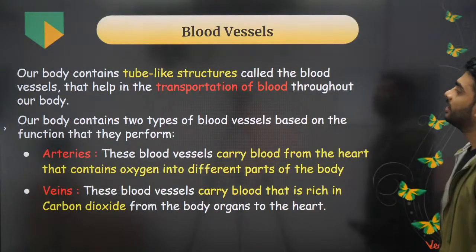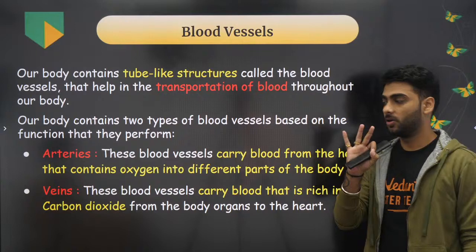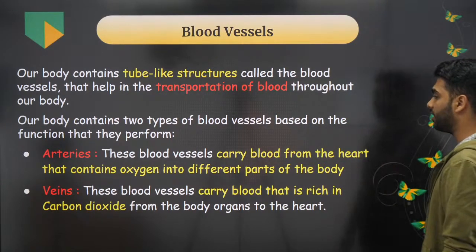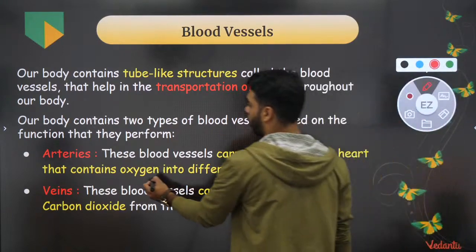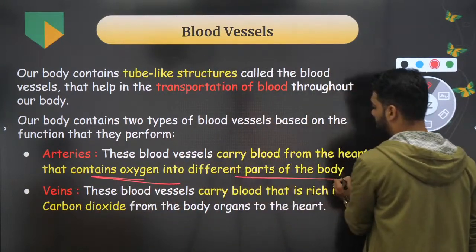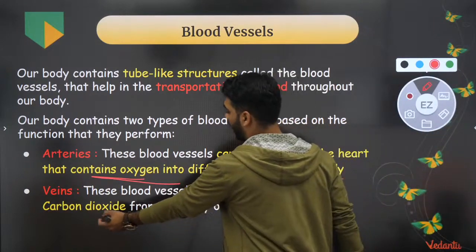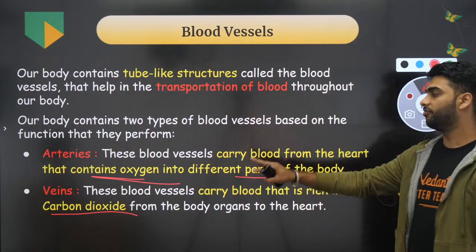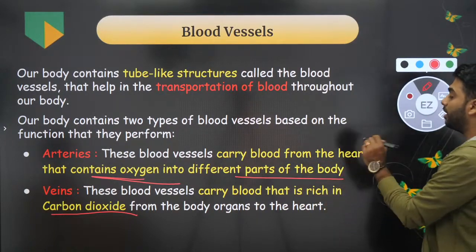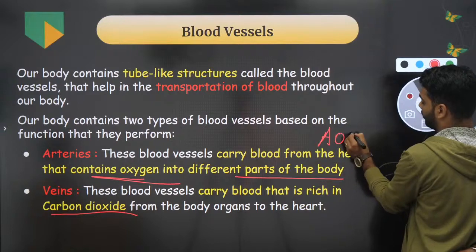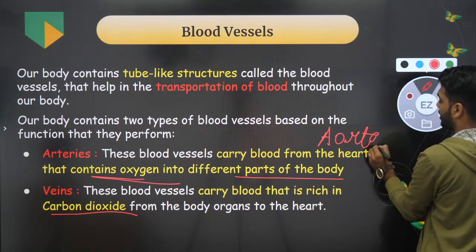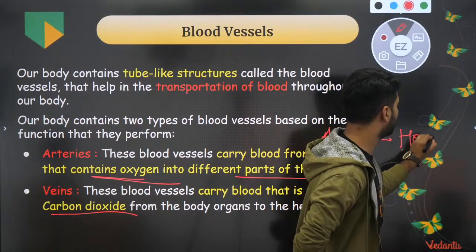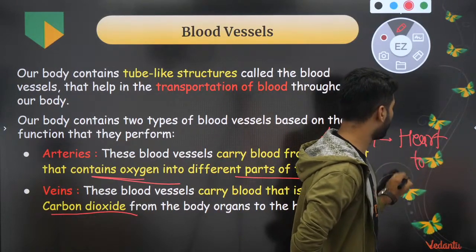Moving on. There are three types of blood vessels. One is arteries, one is veins, and one is capillaries. The artery will take oxygenated blood to different parts of the body, and the veins will take carbon dioxide blood or deoxygenated blood. The biggest artery is the aorta. It will take the blood from the heart to the body.